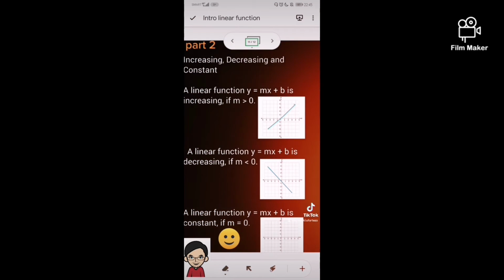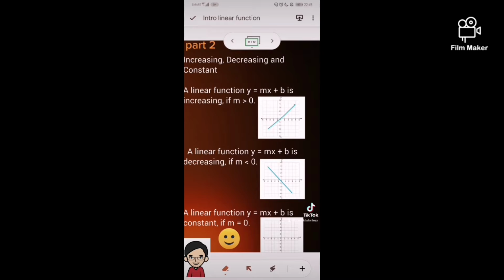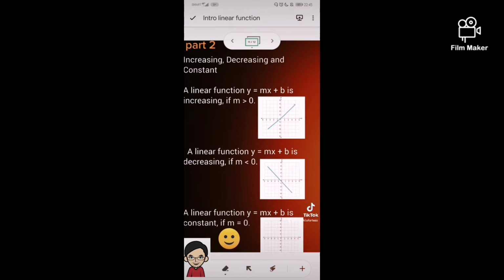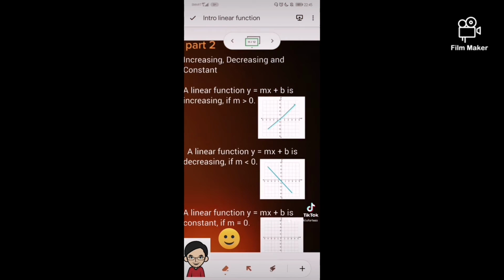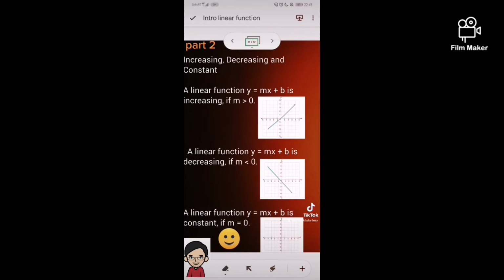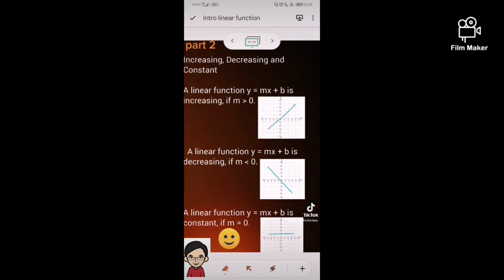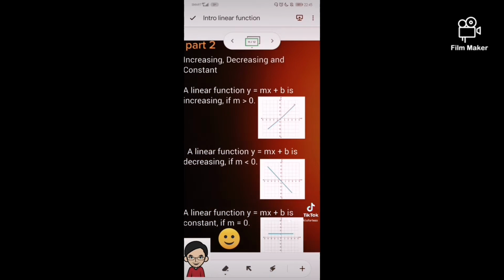And lastly, a linear function y equals mx plus b is constant if the slope m is equal to 0. So the graph will just be a horizontal line.